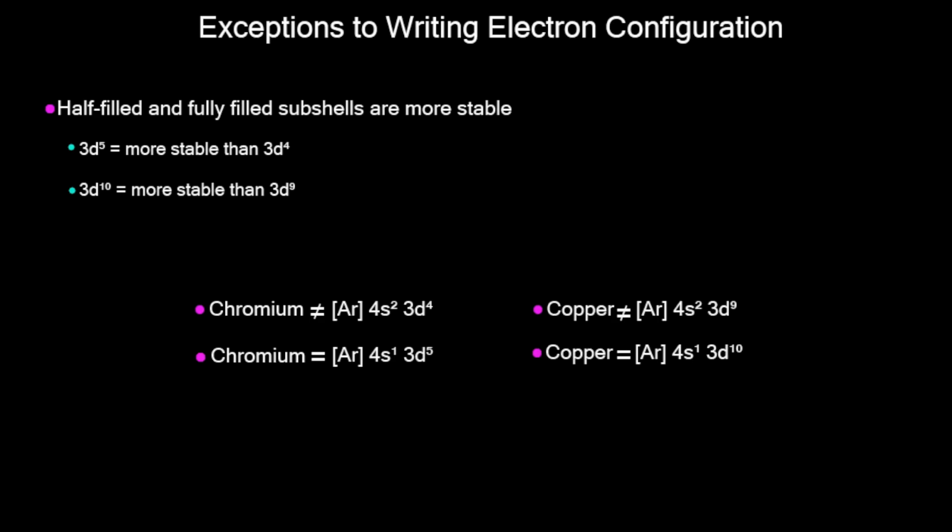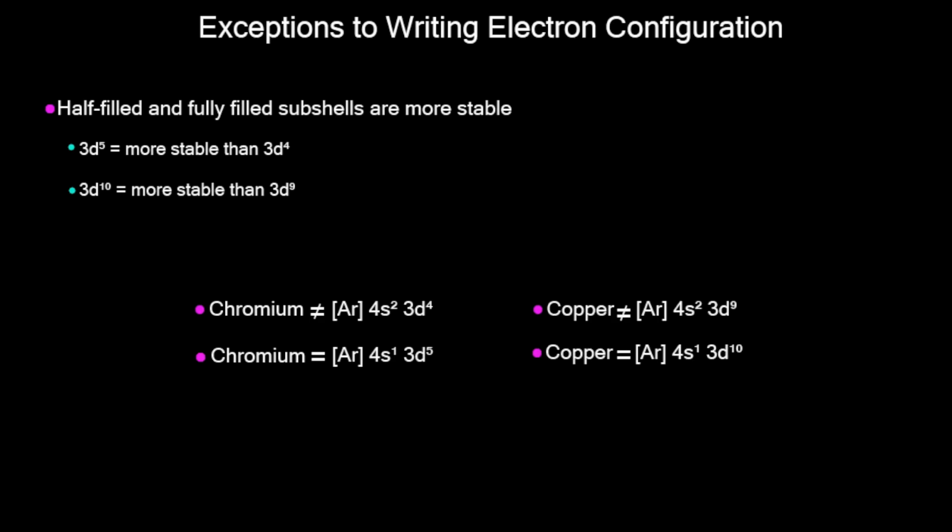Electrons don't just care about filling orbitals, they also care about stability. In particular, half-filled or fully filled subshells are more stable than partially filled ones. For example, a 3d5 configuration is more stable than a 3d4 configuration, and a 3d10 is more stable than a 3d9. This extra stability comes from better electron symmetry and reduced electron-electron repulsion, which lowers the overall energy of the atom.